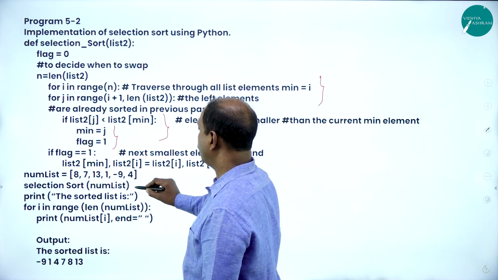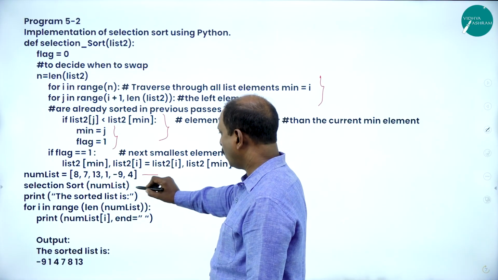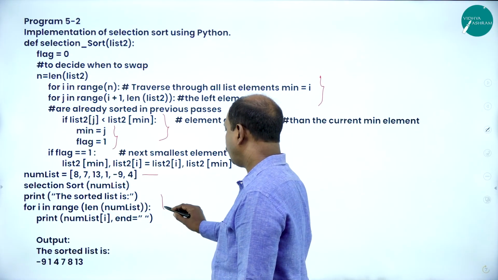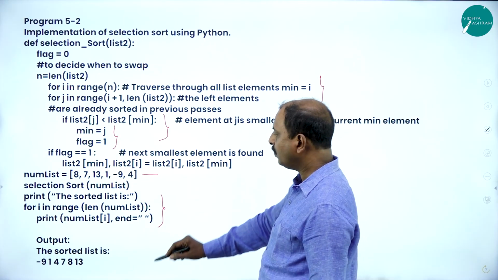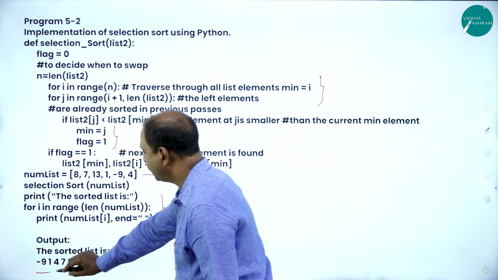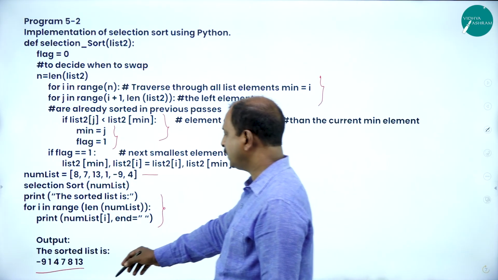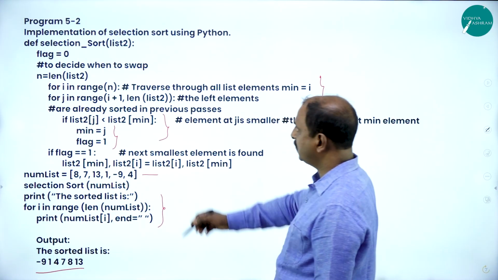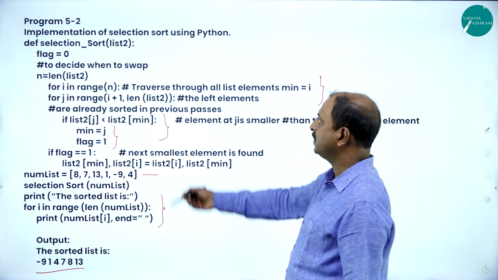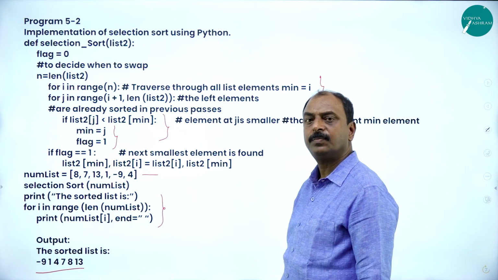Now finally, this is the given list. We are calling the function, and with the help of a for loop, we are going to print out the final elements, or the sorted elements, in the given list. So we have defined the function selection sort in Python programming.